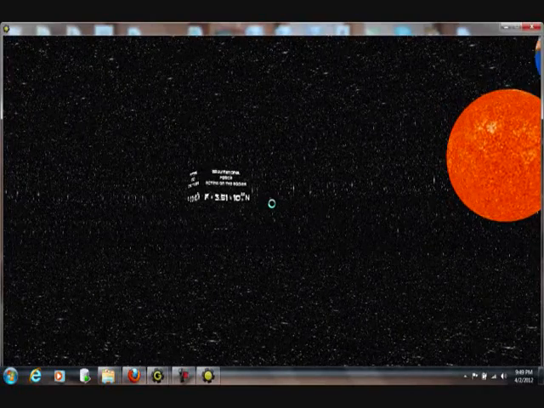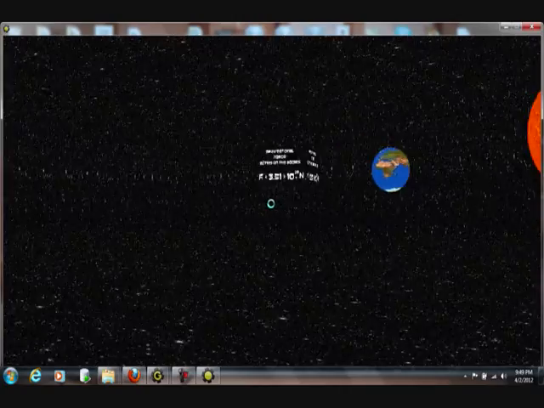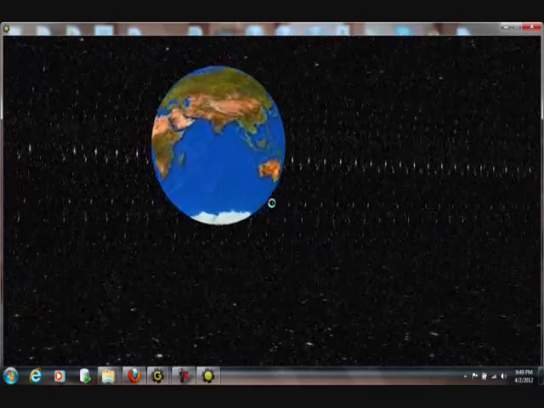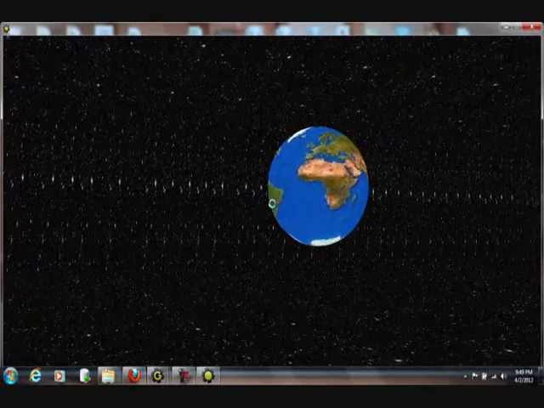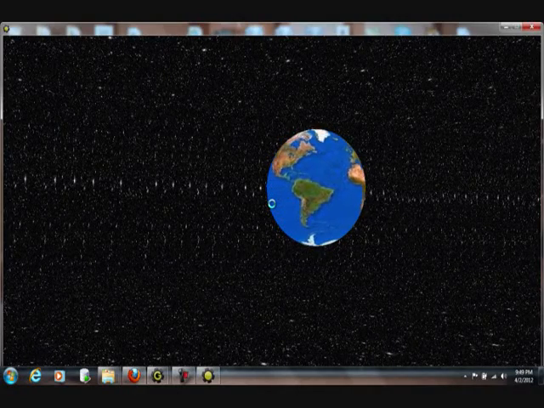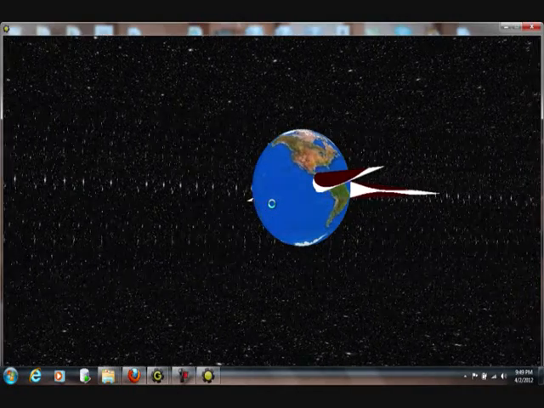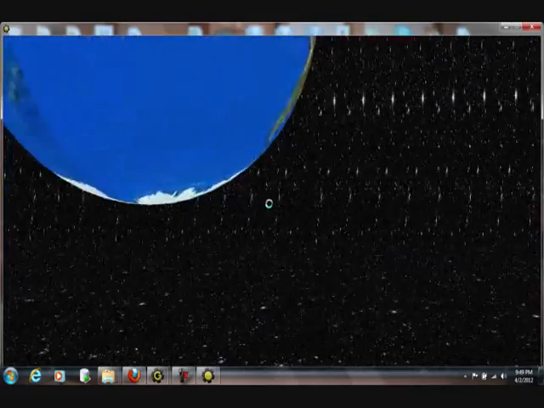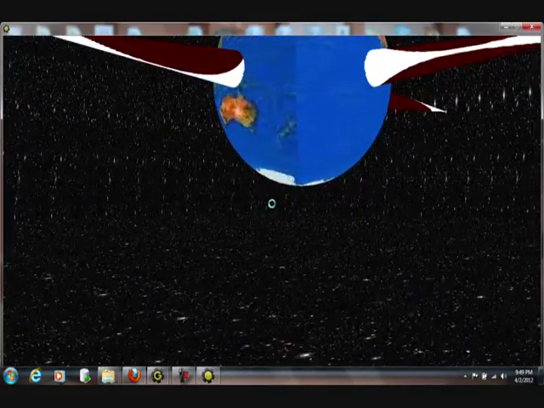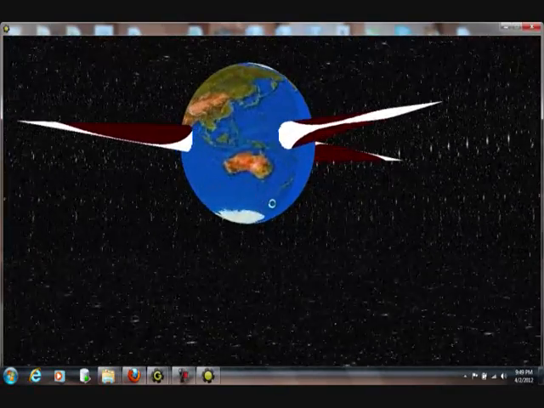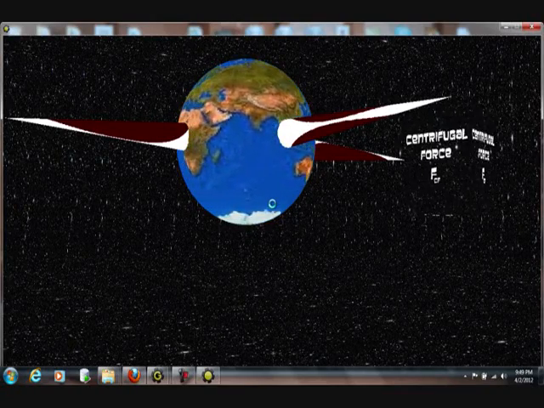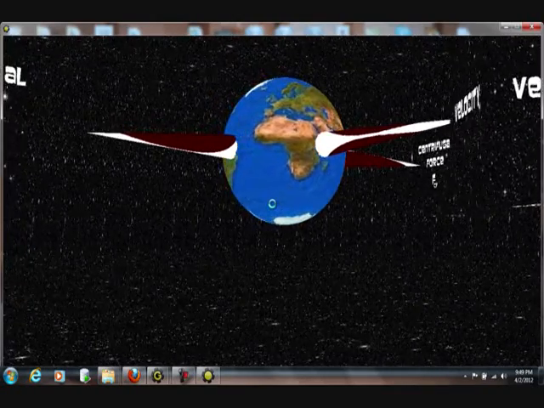Talking about the movement of Earth on its axis, here we have an enlarged version of our planet Earth. We see that there are three arrows over here, and each is depicting a direction of force and velocity. First one, away from the center, is the centrifugal force. Then next is the direction of the velocity, which is acting towards the direction of revolution on the orbit, and this one is the centripetal force.